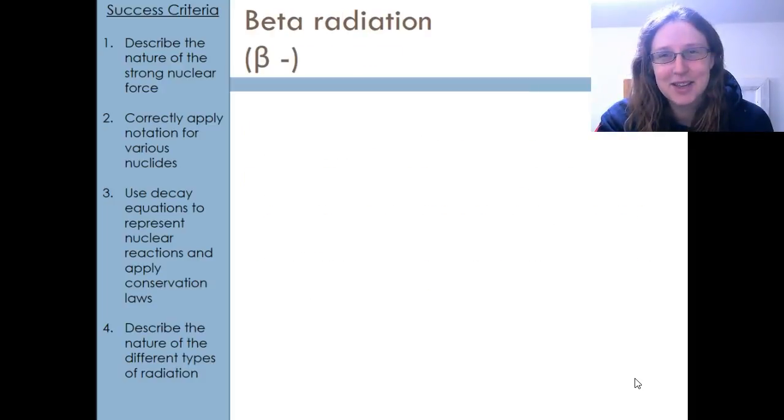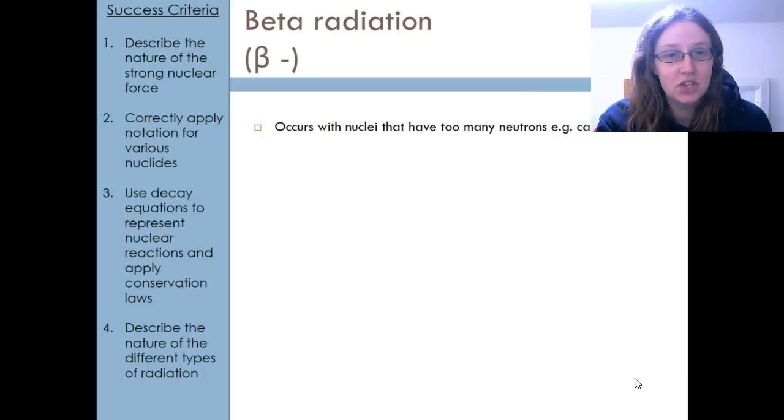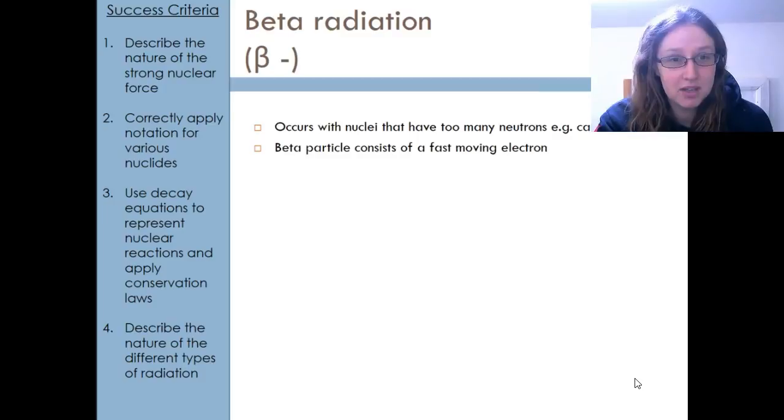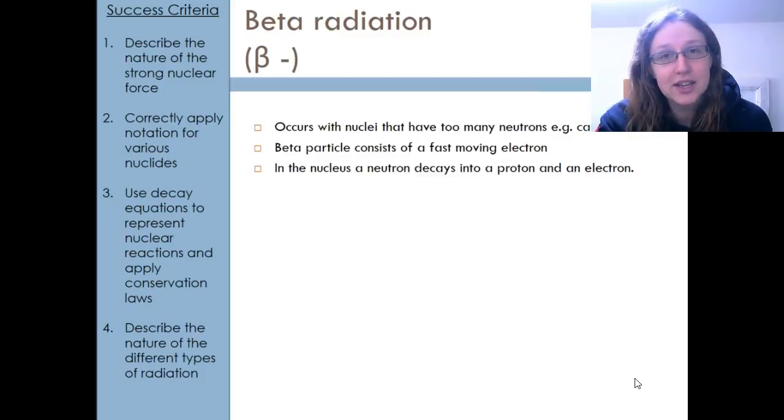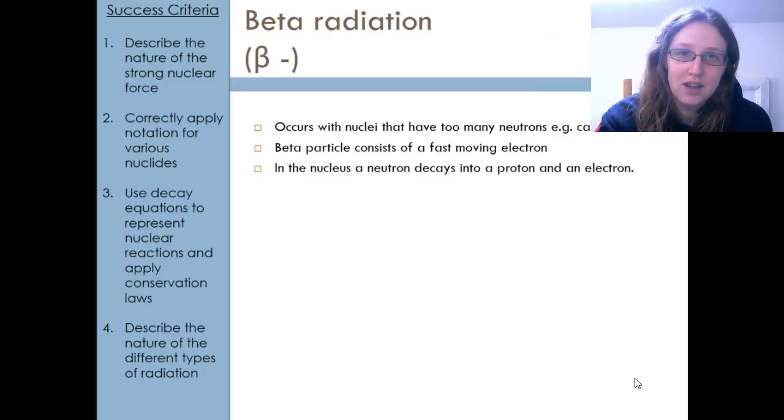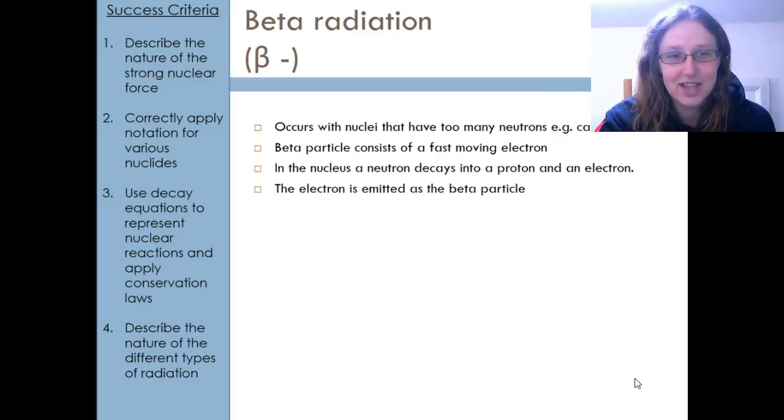We're going to start by looking at beta minus, which is the one that you are more familiar with. Beta minus occurs in nuclei that have too many neutrons. An example of that is carbon-14. A beta particle is just a fast-moving electron. What happens inside the nucleus is that a neutron turns into a proton and an electron. So we take a neutron, it becomes a proton and an electron, and the electron is what is emitted as the beta particle.